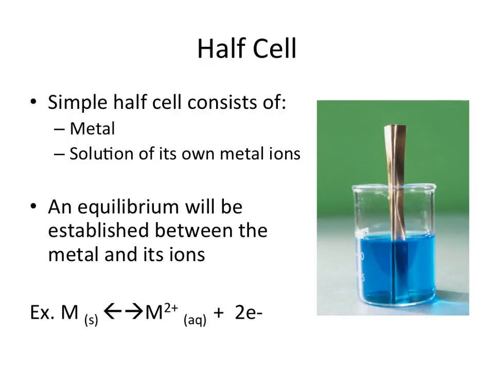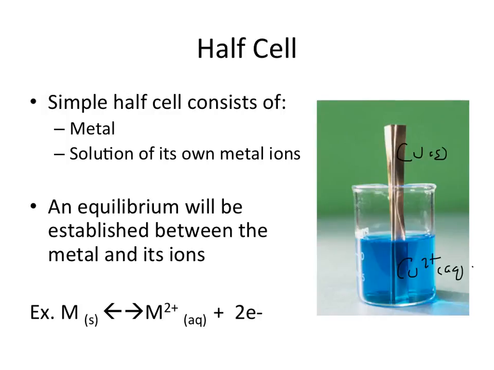So a half cell is basically a metal in its own solution. For example, if this was copper metal, which it is, we have copper solid, and inside we have copper 2 plus ions in here. And so it's a simple half reaction.